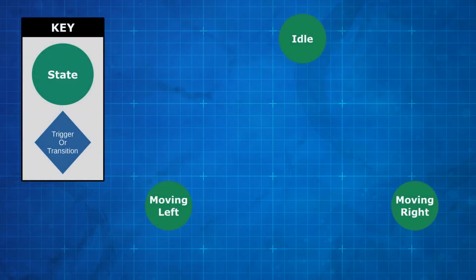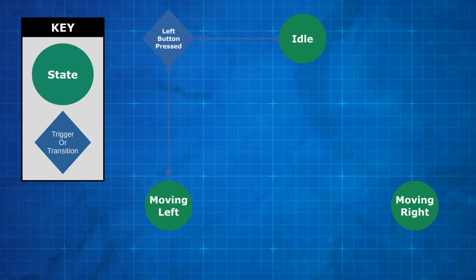First, we're going to need three states: an idle state, a moving left state, and a moving right state. If a finite state machine can only be in a single state at a time, it'll be impossible to be simultaneously moving both left and right. Let's add our first transition.